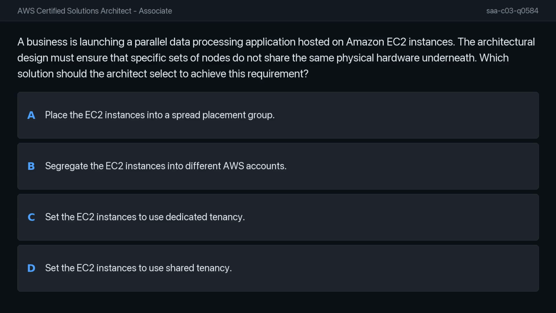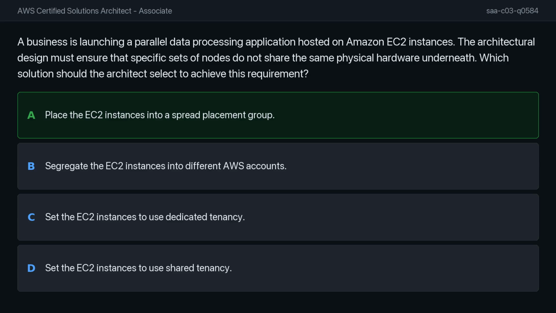At its core, this question tests your understanding of hardware isolation within the AWS cloud environment. When deploying distributed systems, architects often need to consider the physical placement of compute resources. The goal here is to understand how different configuration settings influence which physical underlying hardware your virtual instances reside upon. We are evaluating how to ensure strict separation at the physical hardware level.